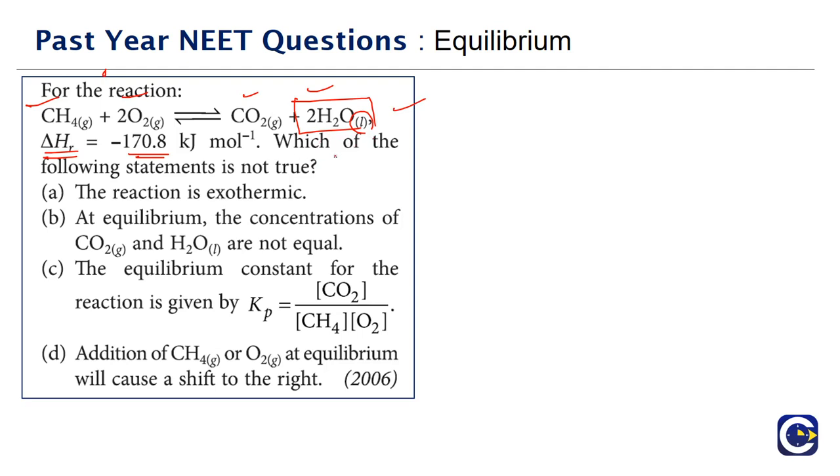Now for this reaction, which of the following statements is not true? So we have to find out which is not correct. Look at option A. Option A is saying what? The reaction is exothermic. Just now we said that delta H is negative, which means this is exothermic.